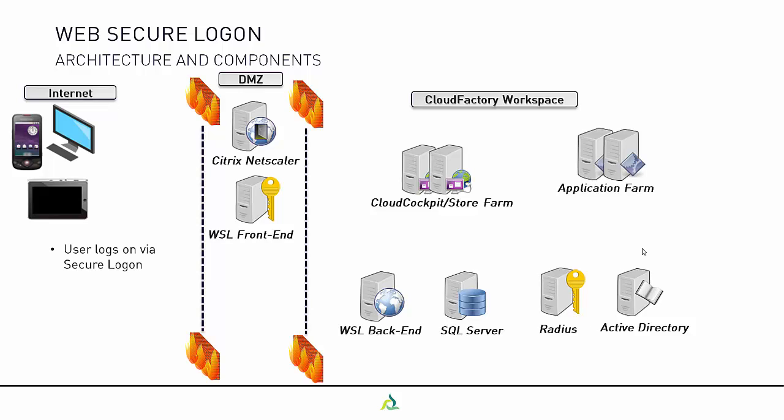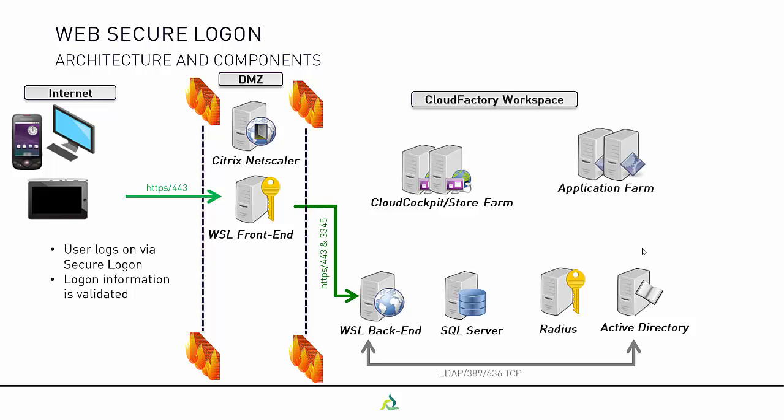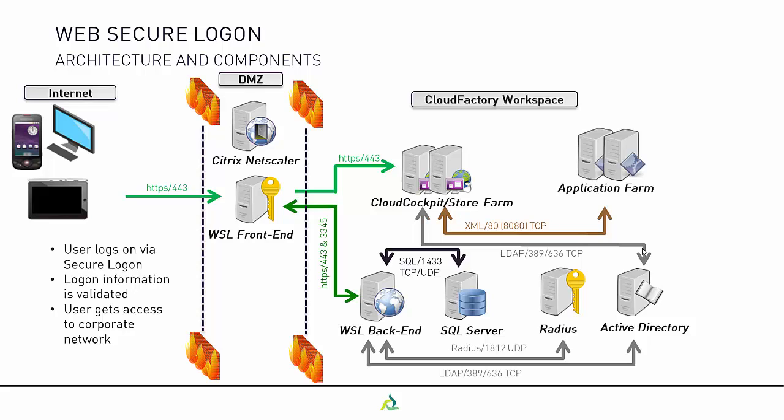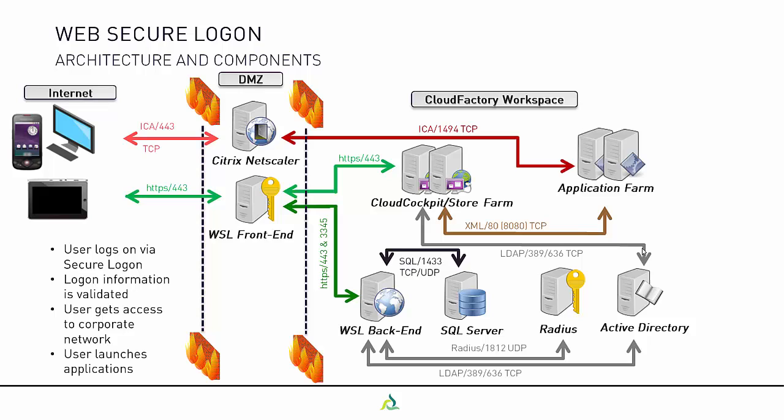So when the user starts using the technology, he always connects using a secure channel. We validate the user in the WSL backend, and that can be done through the Active Directory, Radius, or the cache information in the SQL server. With that validated, the user gets access to the corporate network and accesses CloudCockpit. But he can also access the application farm. In this case, it could be Citrix, AppMirror, or other applications. And the validation will also happen through WSL. So the user can launch an application, and in this case could be using Citrix to access the environment.